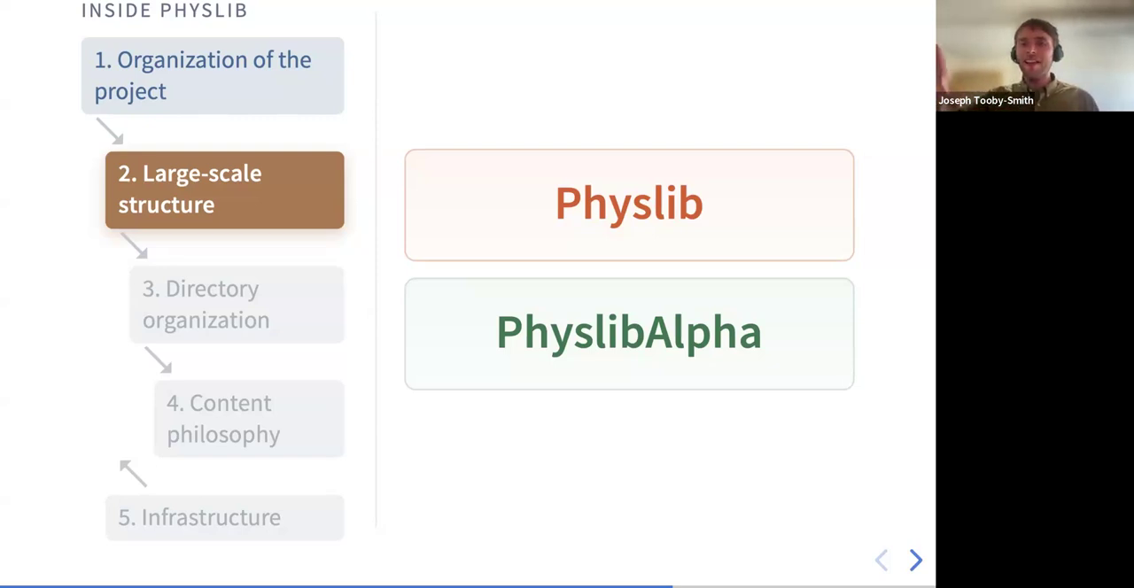That's kind of the two-scale project. Physlib Alpha might not stay. It's something we're trialing to see how it goes. If it doesn't work, we'll get rid of it.